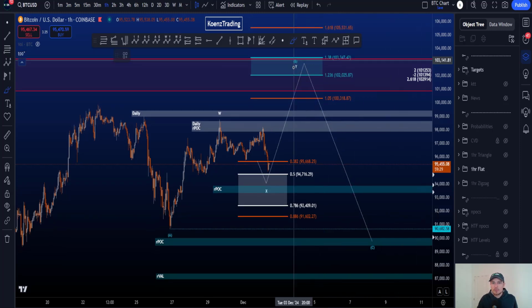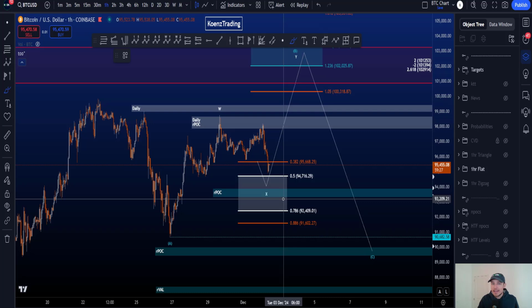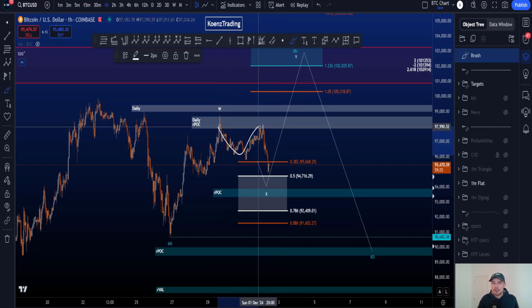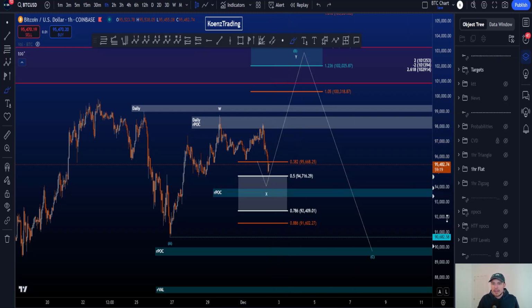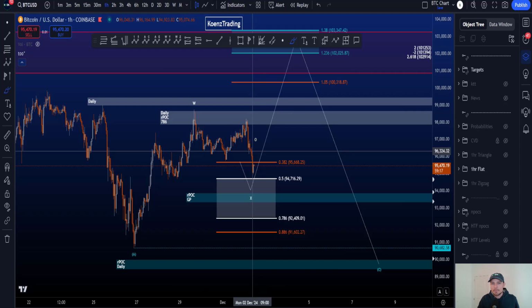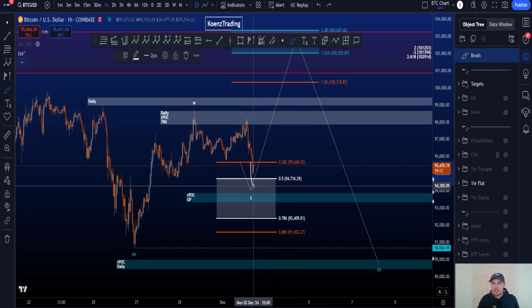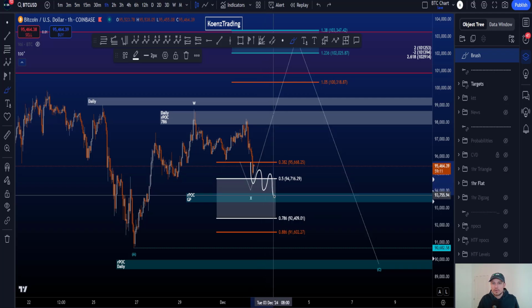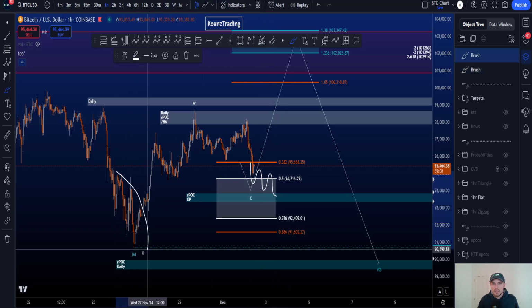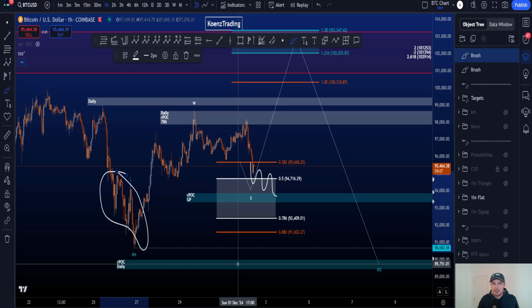Now, of course, what we are then looking for in a wave X is a 3-wave structure, an ABC to the downside, find support, and then move back up. And the difference with a zigzag is that now you don't want a straight line down. You want price to actually form a couple of wave 4s and a bit of sideways price action, basically something you had over here, right?